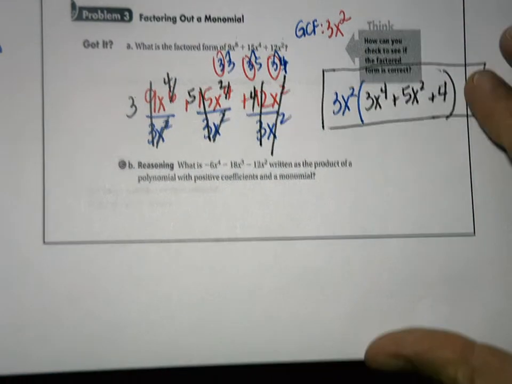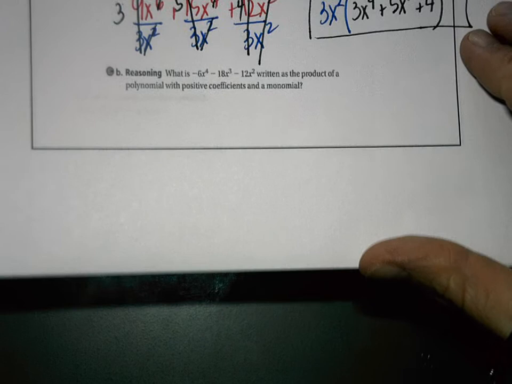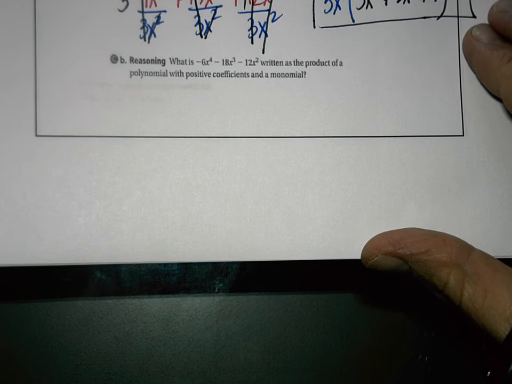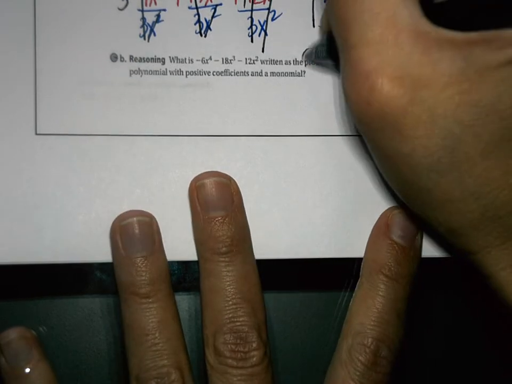Okay, letter B. It says reasoning. What is negative 6x to the 4th minus 18x to the 3rd minus 12x to the 2nd written as the product? What does product mean? Multiplication.